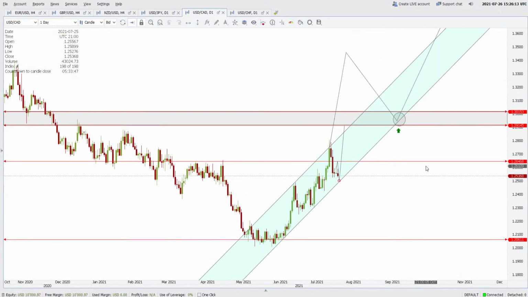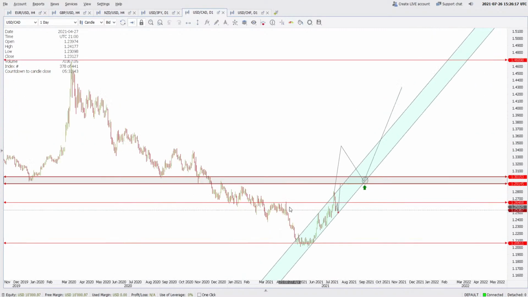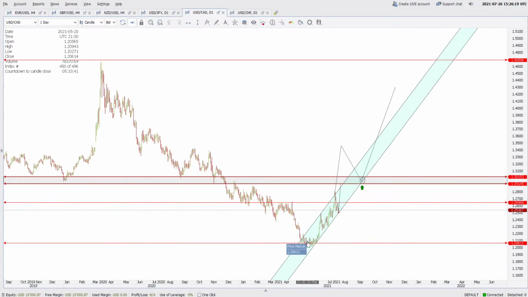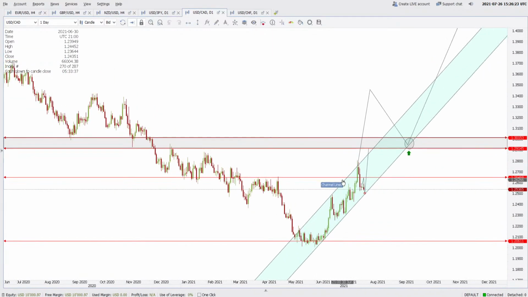Now, why am I saying this? Because of the structure of the market. Again, it was first a downtrend here. It was making lower highs and lower lows, but after the break of 1.2646, the price has made a higher high, and it is now about to make a higher low, where the previous low was around this region.